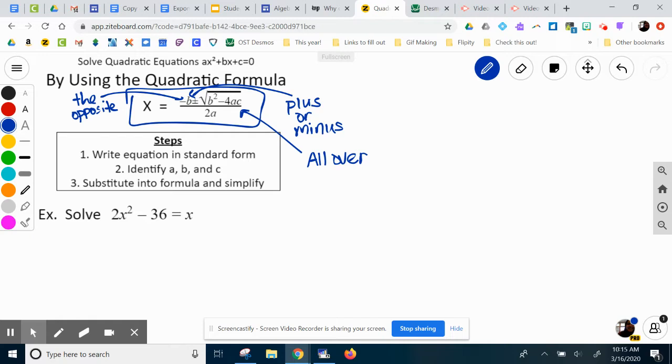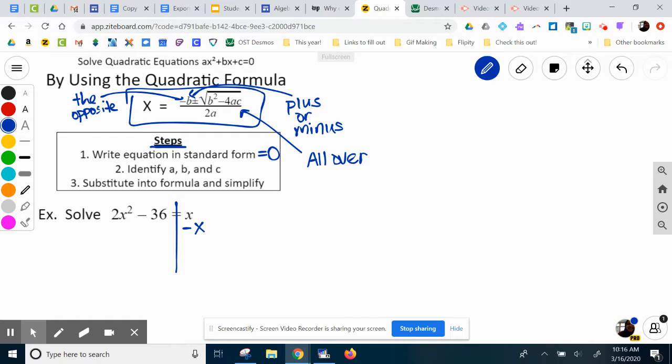Okay, so we've got 3 steps to doing this. First step is to write the equation in standard form. Remember, standard form means get it equal to 0. So when I'm looking at this first problem, right now it's not equal to 0, it's equal to x. So I'm going to move the x to the other side of the equation by subtracting it. If I do it to one side, I got to do it to the other.